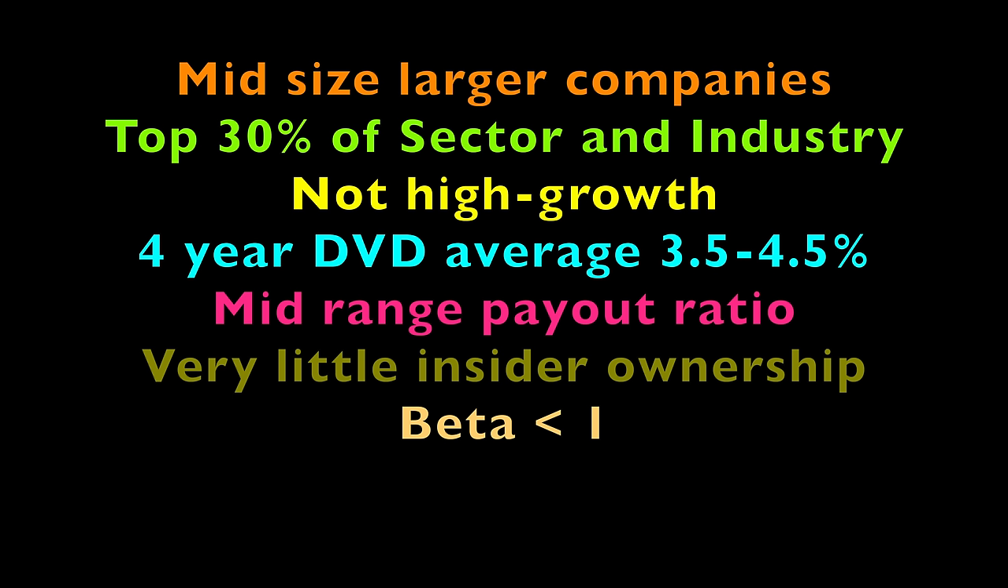If they're a dividend paying stock, they typically have a dividend that over the past 4 years ranges from 3.5% to 4.5%. Their payout ratio tends to be in control. It's not too high, but it's also not exceptionally low. They have very little insider ownership, and they have betas well under one.